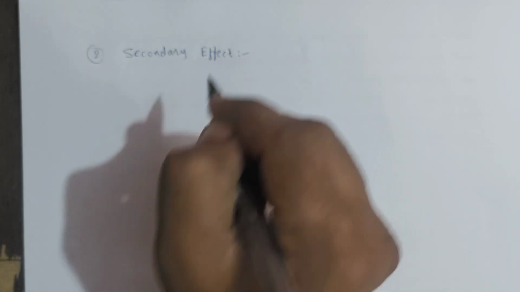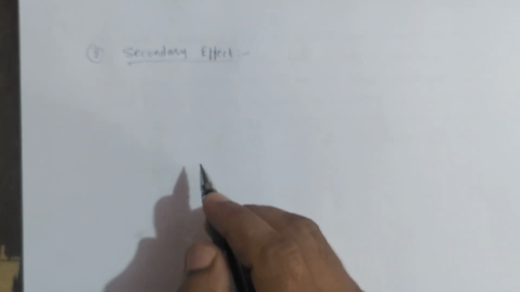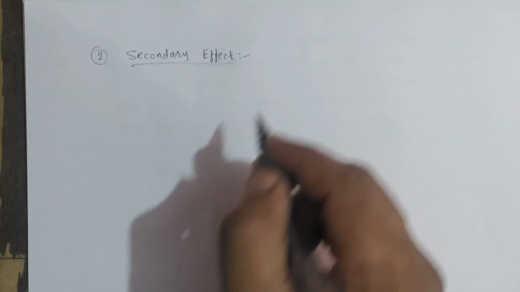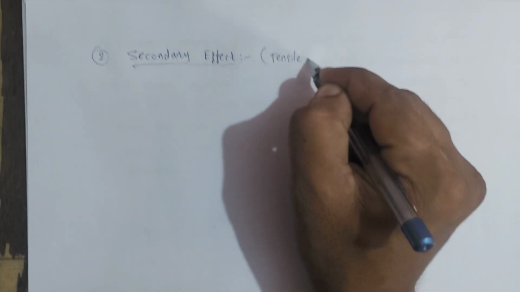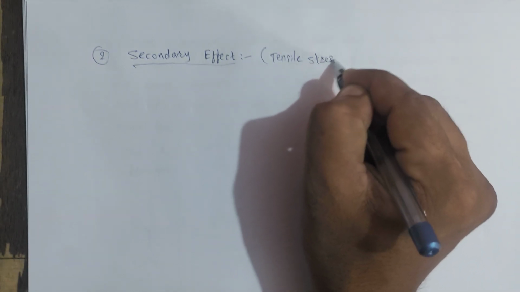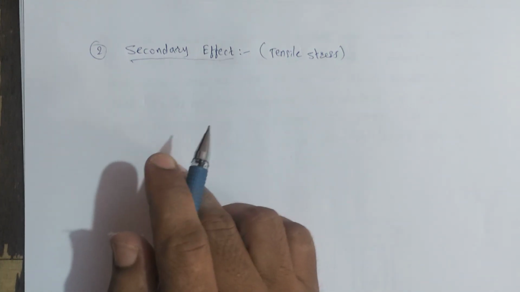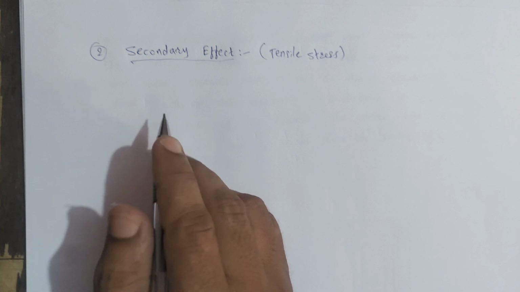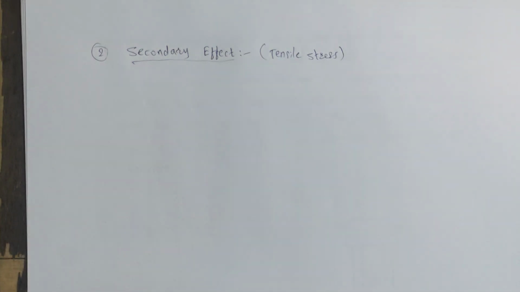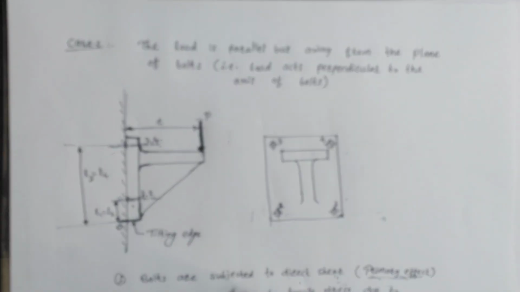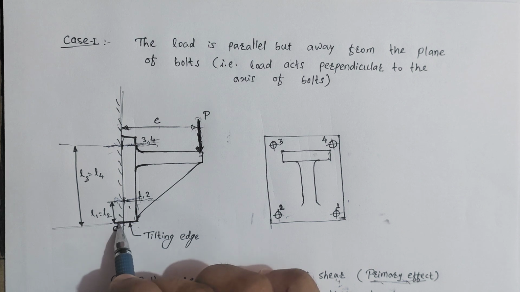So in the secondary effect, it produces a tensile stress, and that is because of the moment produced by the eccentric distance or eccentric load. So if we see the figure once again, the moment will produce about this point O.